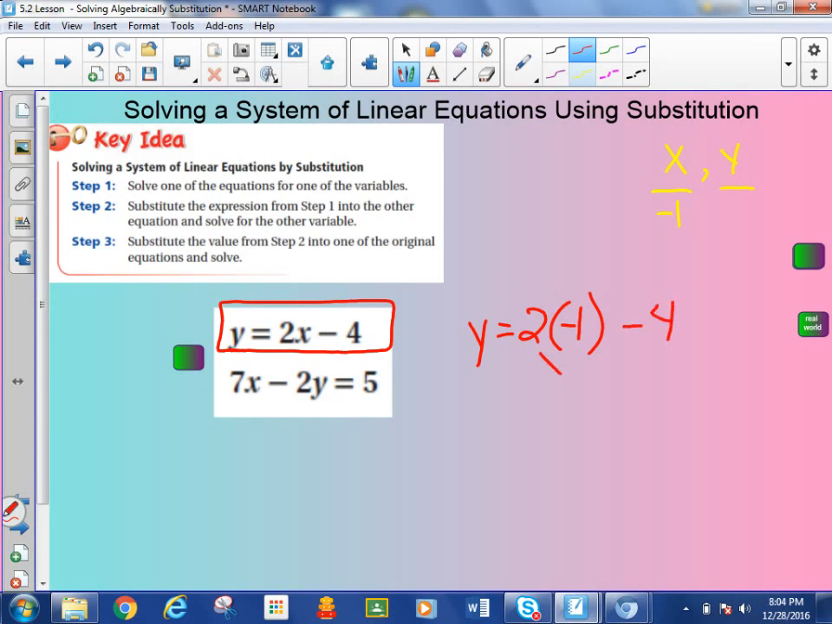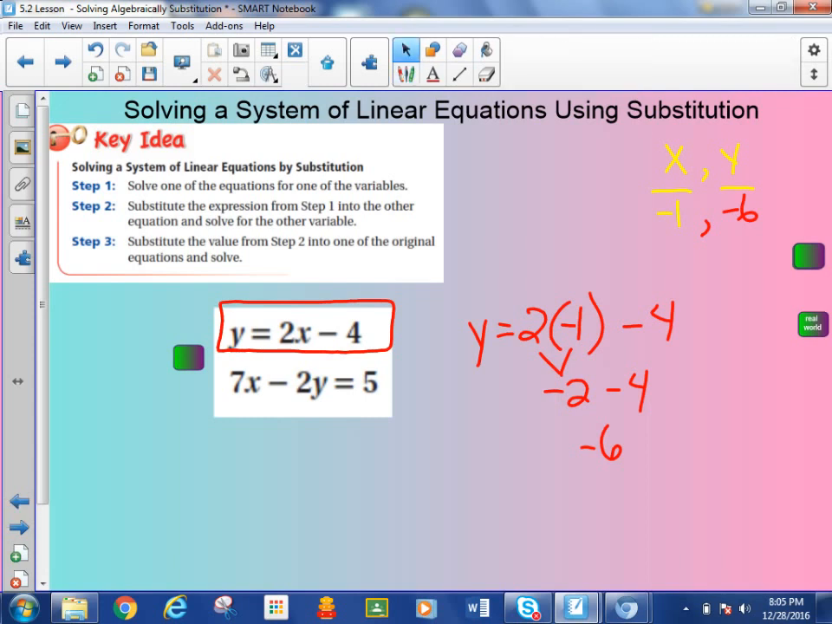So 2 times negative 1 gives me negative 2, and then minus 4 gives me negative 6. So I just found out that my combination is negative 1 comma negative 6. If I were to graph that, I would see on my graph that these two lines are going to intersect at negative 1, negative 6.